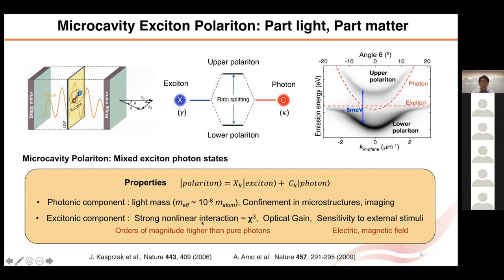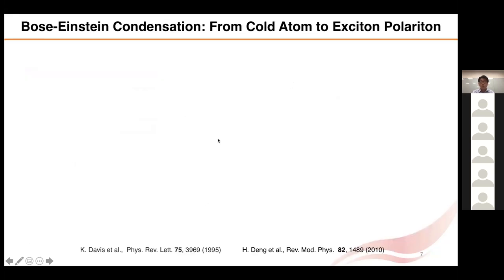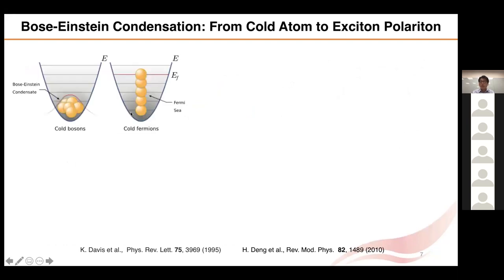So being a strongly interacting bosonic quasiparticle with light effective mass, the exciton polariton system represents a promising system to realize Bose-Einstein condensation at high temperatures. So we know that in nature, there are two main types of particles. One is the fermion that follows the Pauli exclusion principle, which means that each state can only have one fermion, while a large fraction of bosons can occupy simultaneously a single quantum state to form a Bose-Einstein condensate.